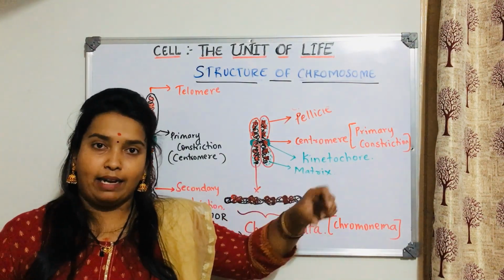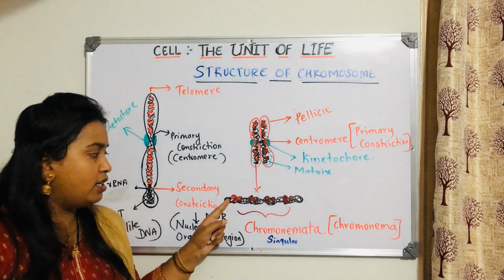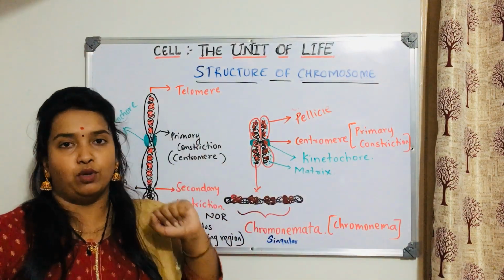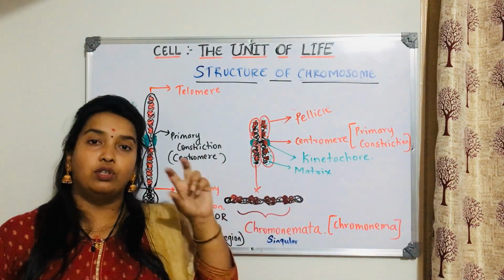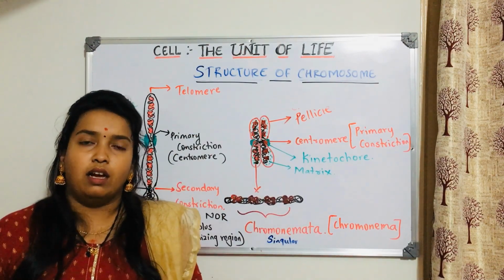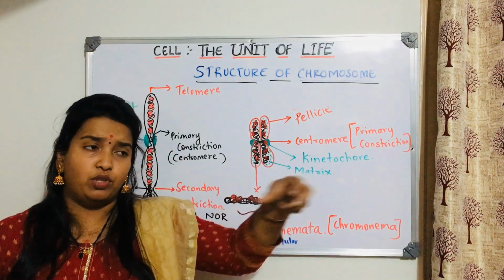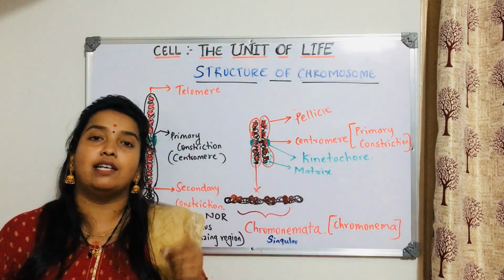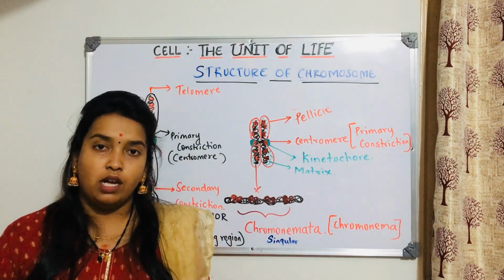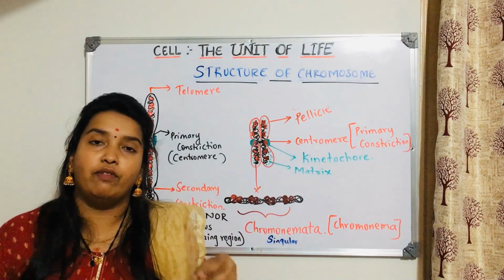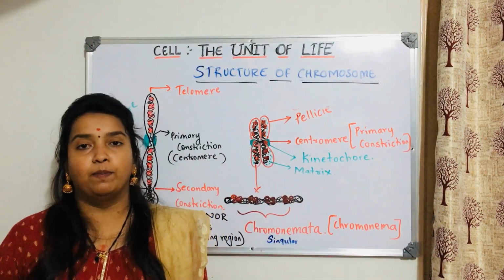On that chromonemata, you will find these bead-like structures. These are nothing but the nucleosomes. We call a histone octamer with a lot of DNA a nucleosome. So many nucleosomes together look like beads, and we call them chromomeres. These only will get stained when we stain the chromosome.